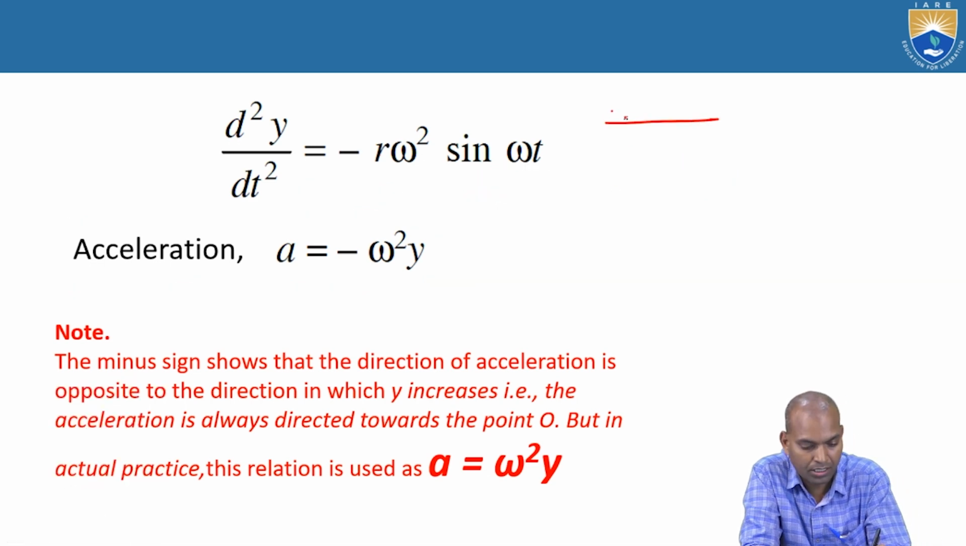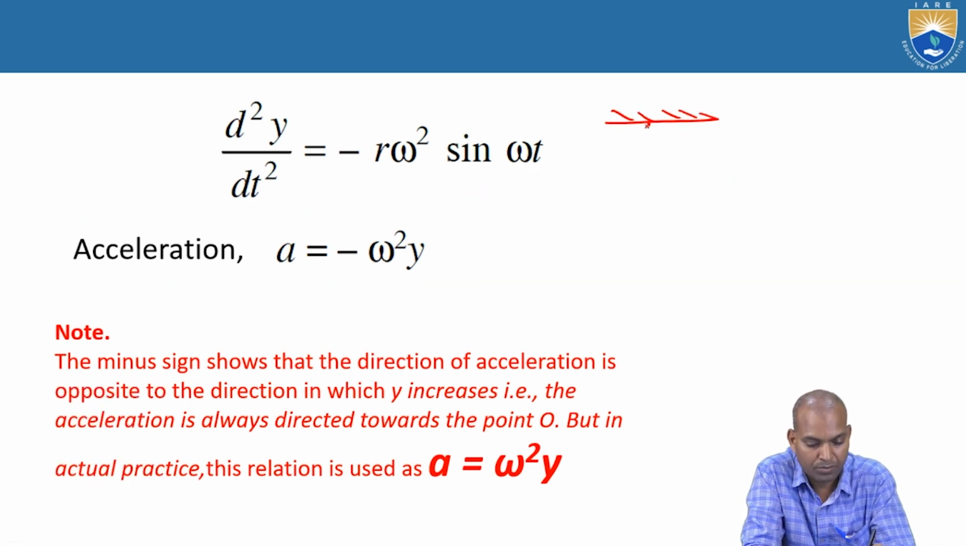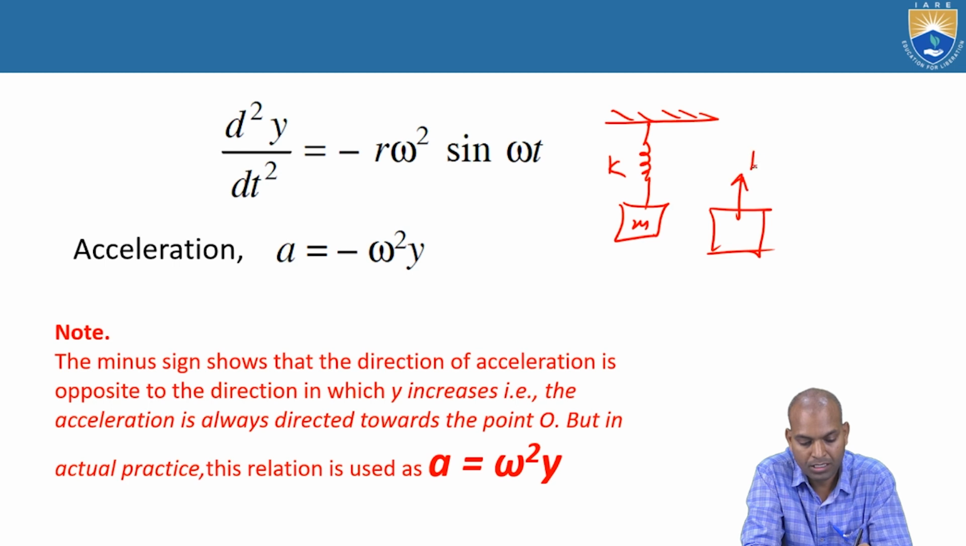If we consider a simple spring-mass system, with mass m and spring stiffness k, draw the free body diagram. The spring force is kx, and the mass times acceleration is m x double dot. Now the inertial force acts in the opposite direction.